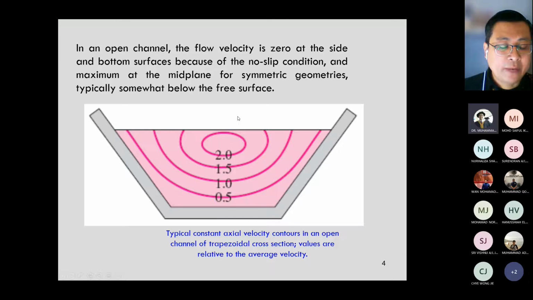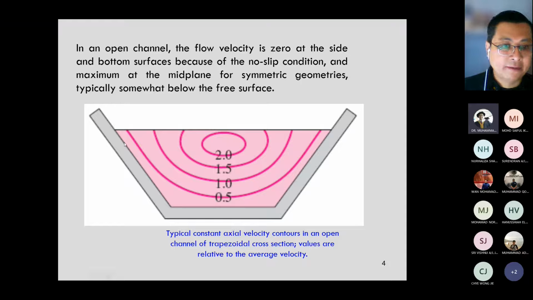We already understand how fluid flows in the channel itself. It is influenced by the no-slip theory, where V equals zero, because when the fluid meets a solid material, the fluid will be attached to that material. That's why we call this no-slip, when the velocity is zero. In open channel, the flow velocity is zero at the sides and bottom surface because of the no-slip condition, and maximum at the mid plane for symmetric geometries, typically somewhat below the free surface.